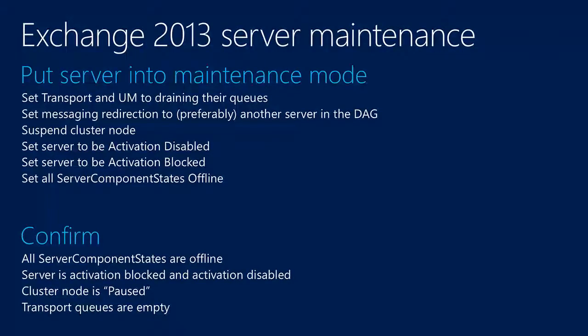Because you've got both transport and mailbox on the box, you basically need to pause them. You're going to be draining their queues. Now, in the case of transport, we do have a redirect message PowerShell cmdlet that you can use to take messages that are in a queue and have them sent over to another queue. And that will be a faster way of draining the queue if you wanted to do maintenance. Then you would suspend the cluster node, then you would activate, disable the server, activate, block the server, and then turn the managed availability responders offline.